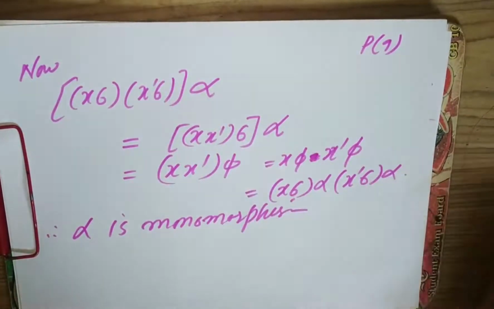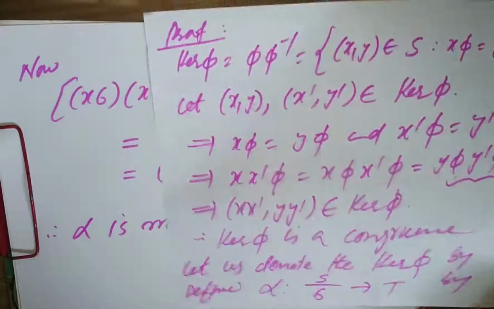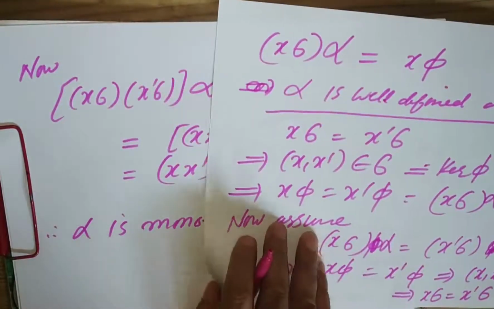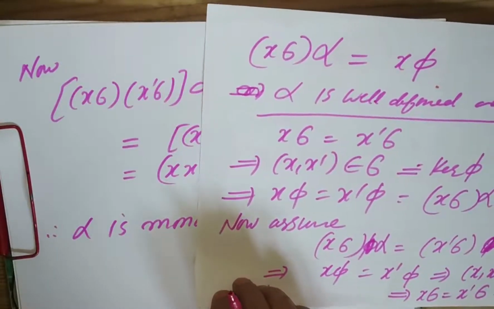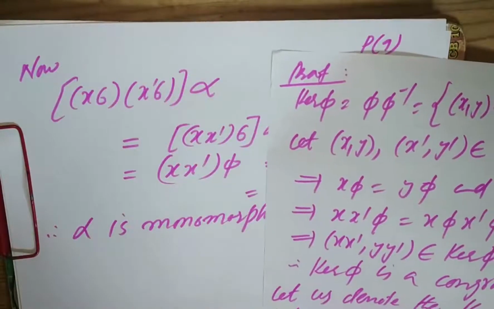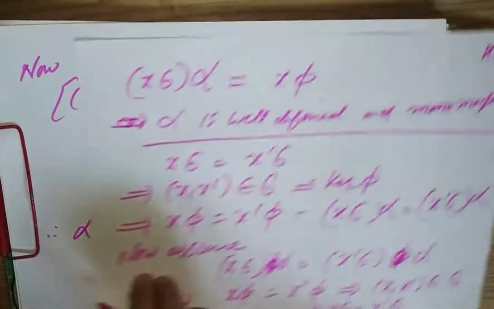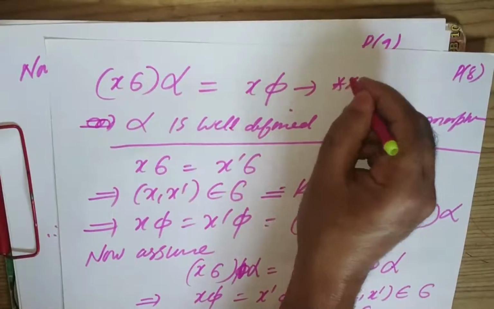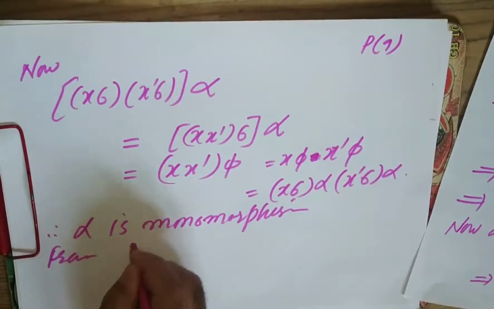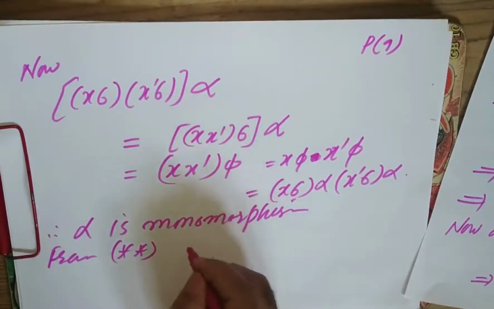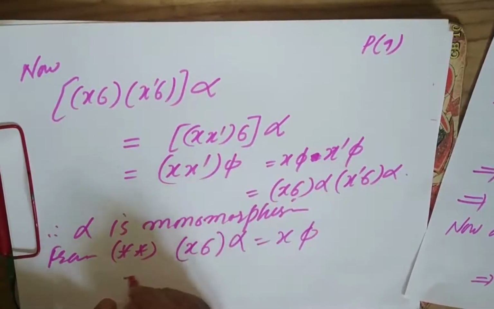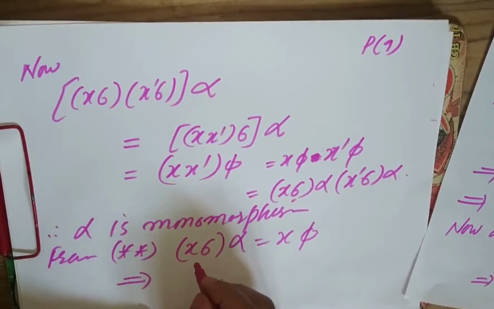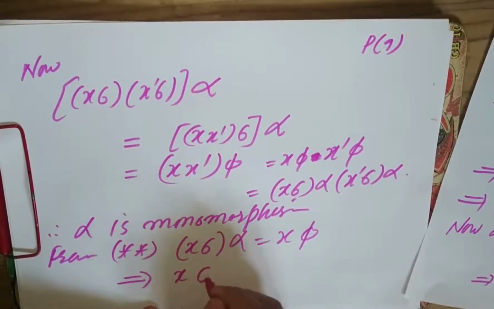And also from the definition of alpha, you can see that the image of alpha is a composition. Where is the definition of alpha? You can see from the definition. Also from this definition, let's write this as double star. Also from double star, you can see we have x sigma alpha is equal to x phi. But what's actually x sigma? X sigma is the image of x under the sigma natural map.